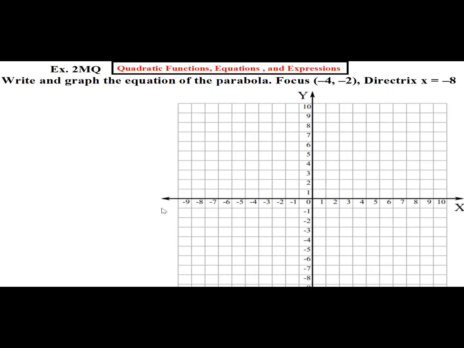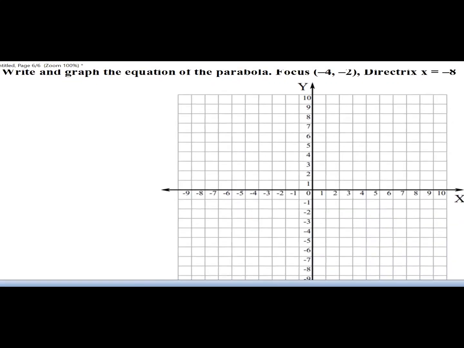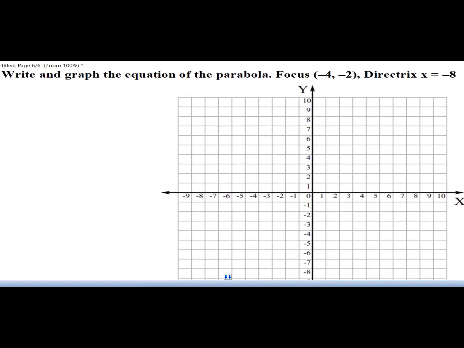Example 2 mega Q reads, write and graph the equation of the parabola, focus -4, -2, and directrix x equals -8. Once again, focus -4, -2, directrix x equals -8. All right, so let's do this one together. Here we go. And yes, we're going to do the whole thing. We're going to get our equation, and then we're going to graph it.